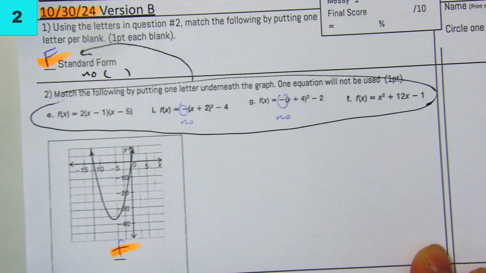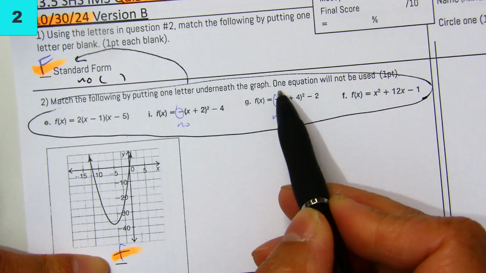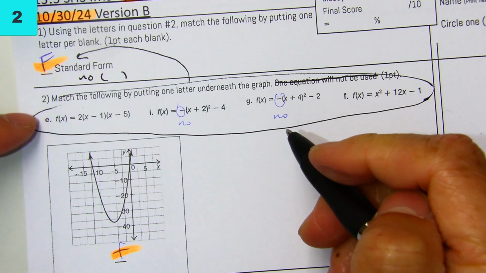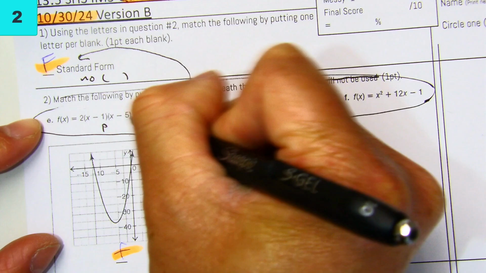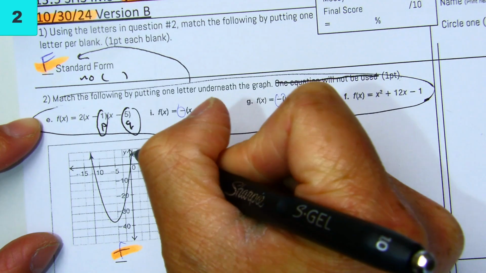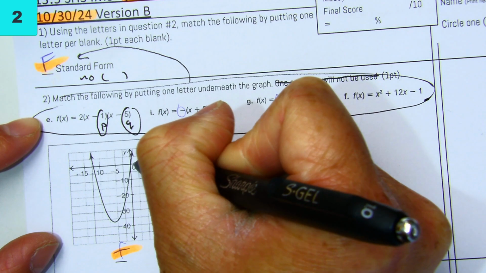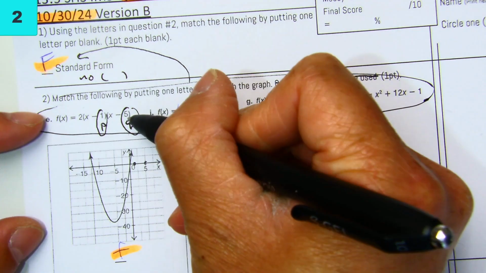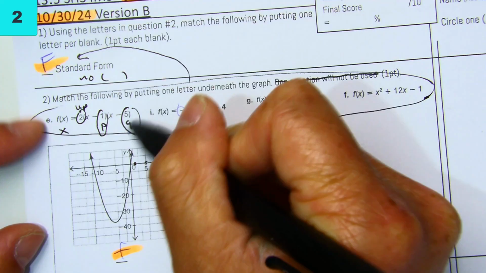Okay, number 2, match the following by putting one letter underneath the graph. One equation will not be used. I told you guys straight, that was a mistake. Okay, so E is factored form when you realize that the P is 1 and Q is 5. So if you had the graph going through 5 and 2.5, something like this, then I would use this one. Now it is opening up, but again, I'm not choosing E because it doesn't go through those 2 points.